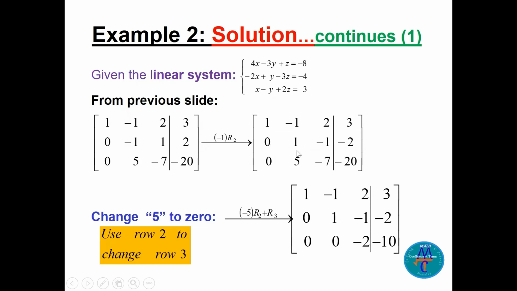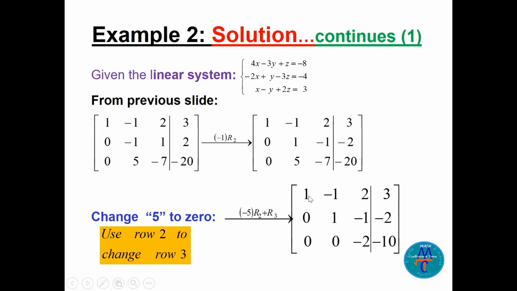Now I have to go from the 5 under the 1 to 0. How do I do that? I use row 2 to change row 3, because I have already prepared this 1. The opposite of 5 is minus 5. So I multiply by minus 5. This will be 0 there, minus 5 plus 5, and minus 7, when you add, you get minus 2. Minus 5 times minus 2 is 10. When you add to minus 20 it is minus 10.